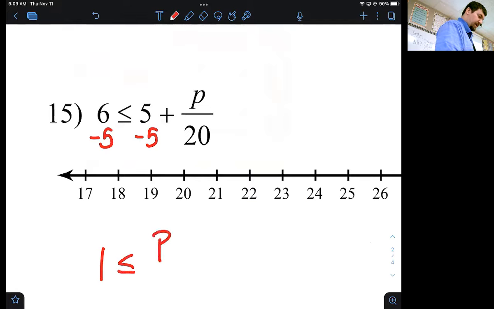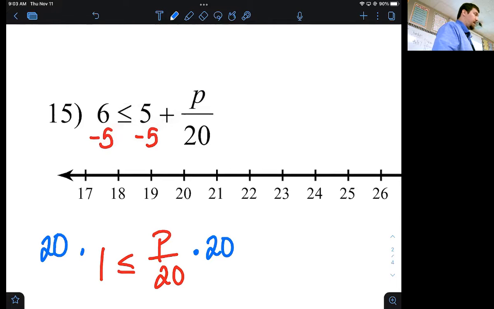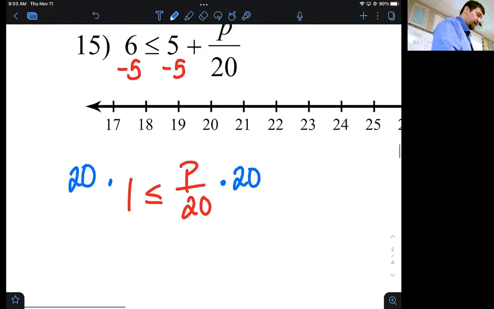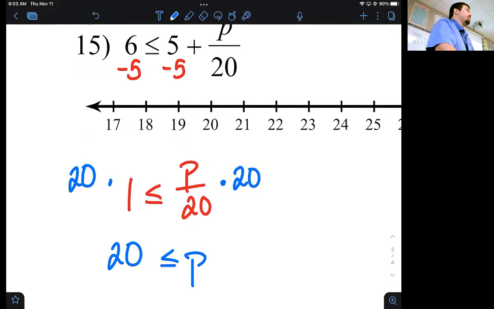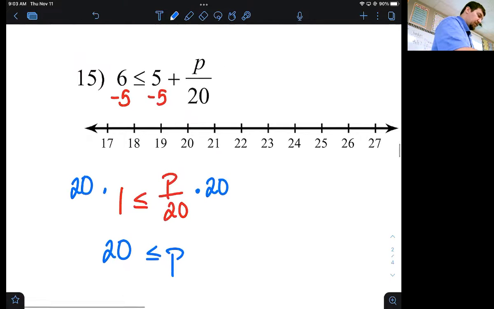And then I got P over 20, which, Maddie, P over 20 means P divided by 20. So we're going to do what to get rid of the 20? Good. Maddie, do I flip the sign if I'm multiplying by a positive 20? No. Maddie, what is 1 times 20? Yeah. Open or closed circle? Close that circle. Is P bigger or smaller? Bigger. Shade to the right.